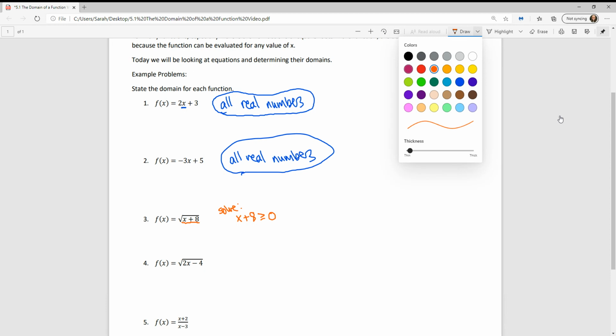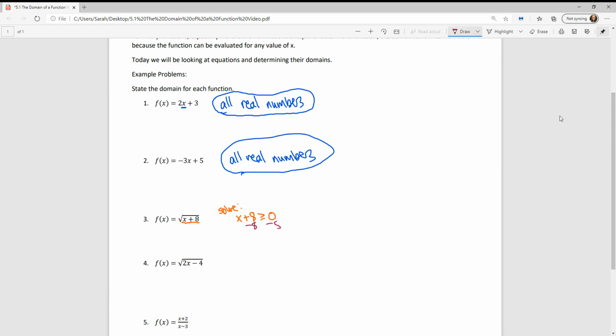I need to subtract 8 from both sides of my inequality. So I end up with x is greater than or equal to negative 8. So my domain for this problem is x is greater than or equal to negative 8. If I plug in negative 8, I get exactly 0. The square root of 0 is 0.